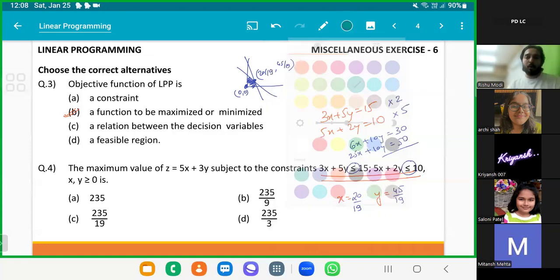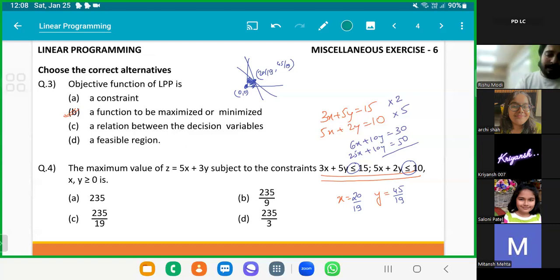But how do we find that orally? Okay, so understand that. Substitute x equal to 0 in both the cases. When I substitute x equal to 0 in both the cases, the first equation gives me y equal to 3. The second one gives me y equal to 5. Since the line is towards the origin, the vertex is towards the origin, so the point will be 0, 3.